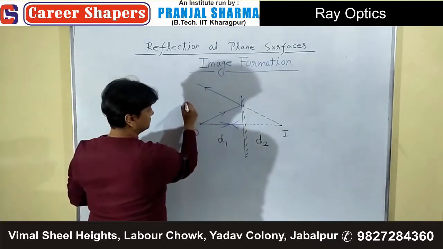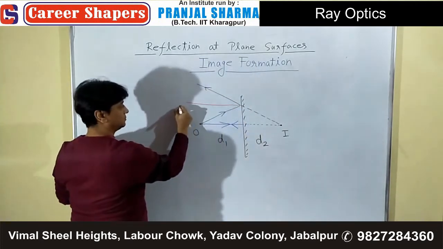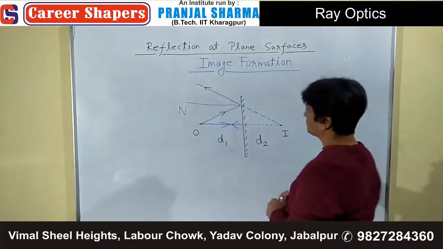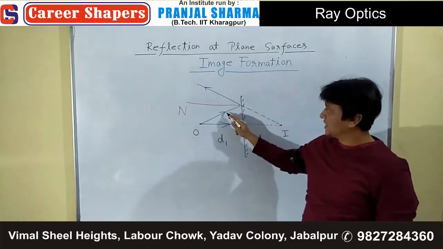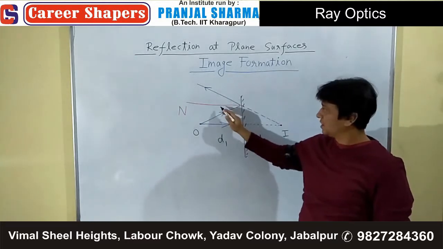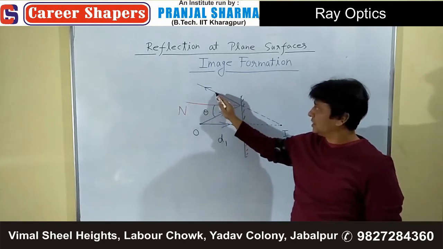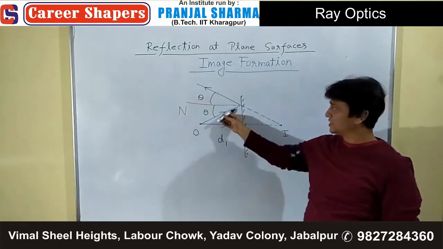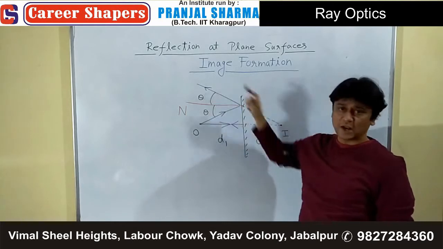This is a normal. Now, यहां पर कितनी सी कहानी है. That's your normal. This is what? Incident ray. This is your reflected ray. If this angle is theta, then you know that this angle is also theta. The angle between the incident ray and normal is the same as that between normal and reflected ray.